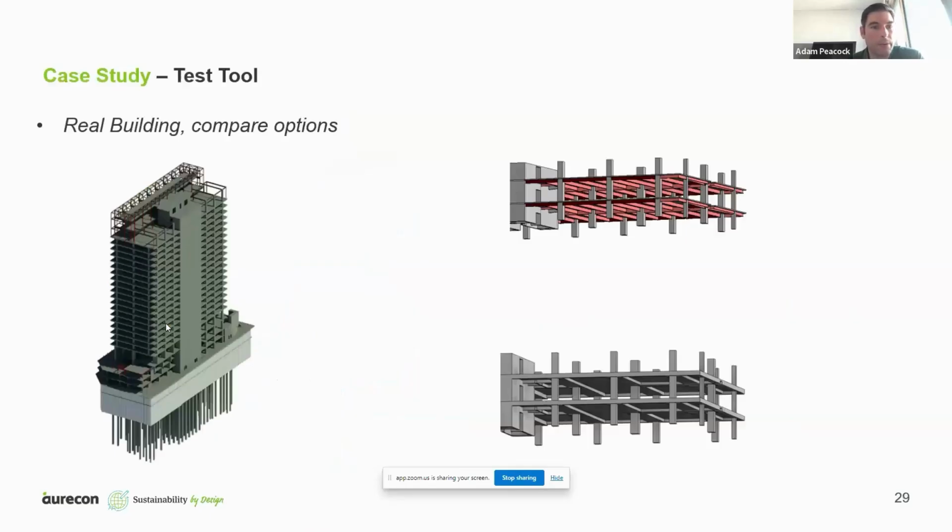Then if we look at a real project, so this is an office block, and there's two different options here for the floor system. The top right is basically a concrete slab that's supported on steel beams. It's what we'd call a composite slab. Down the bottom right is a PT slab supported on PT band beams.